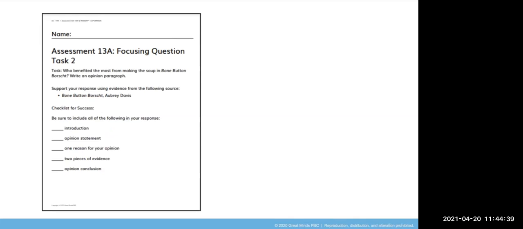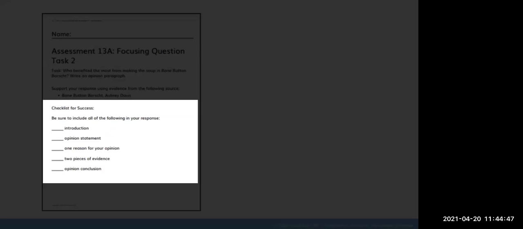Now that it's time to use the checklist for success to make sure you've included everything you need in your opinion paragraph, let's take time to review the checklist for success. It says, be sure to include all of the following in your response: introduction, opinion statement, 1 reason for your opinion, 2 pieces of evidence, and opinion conclusion.